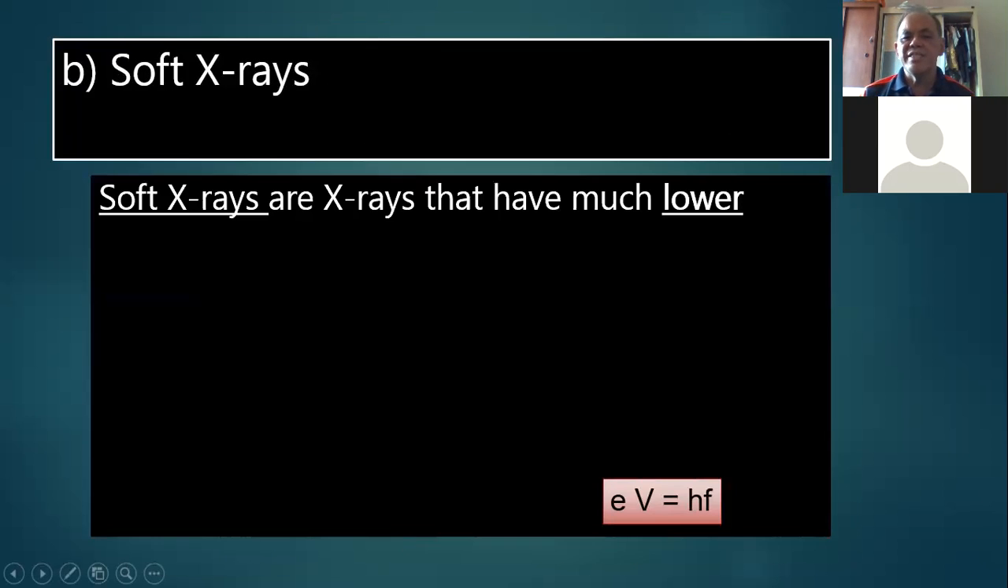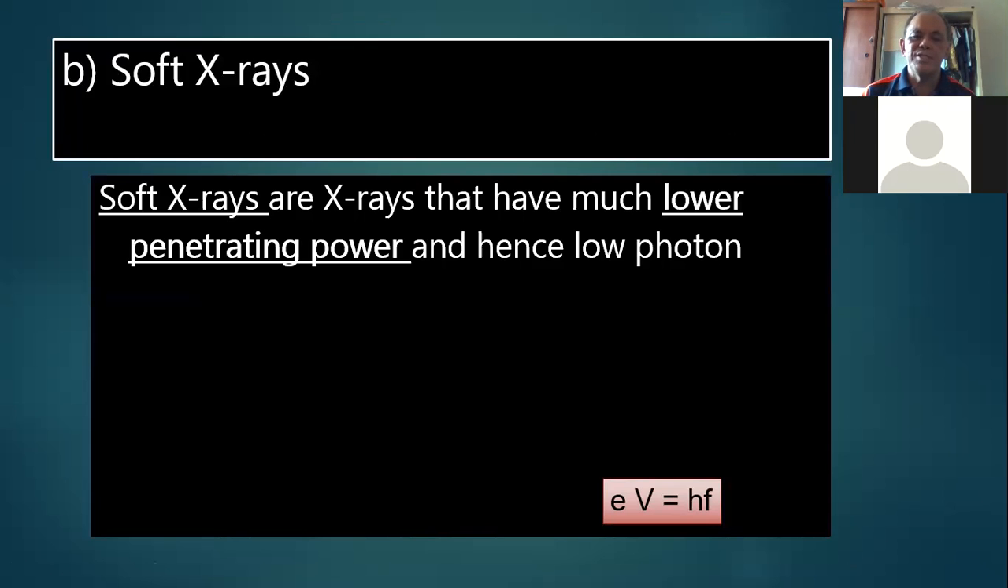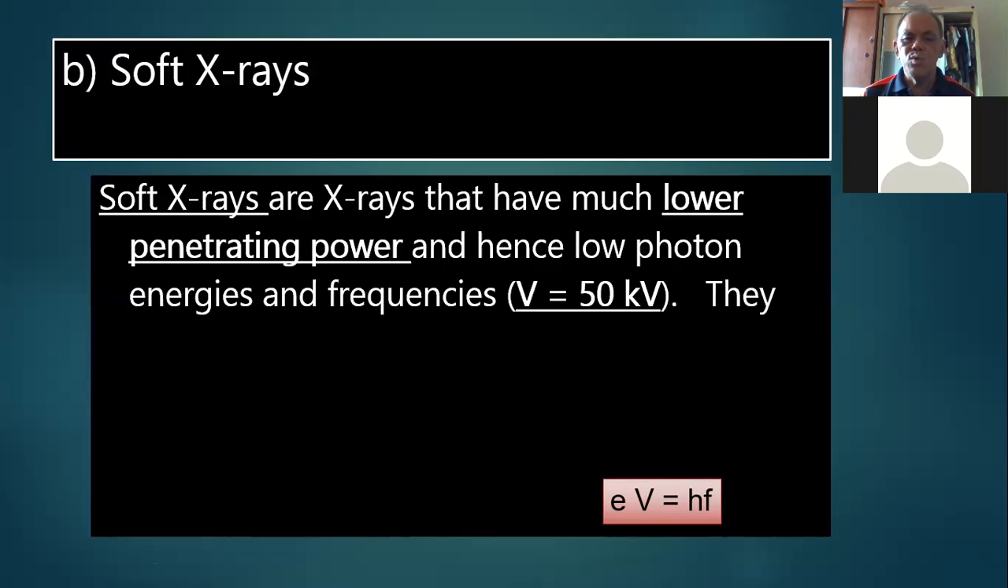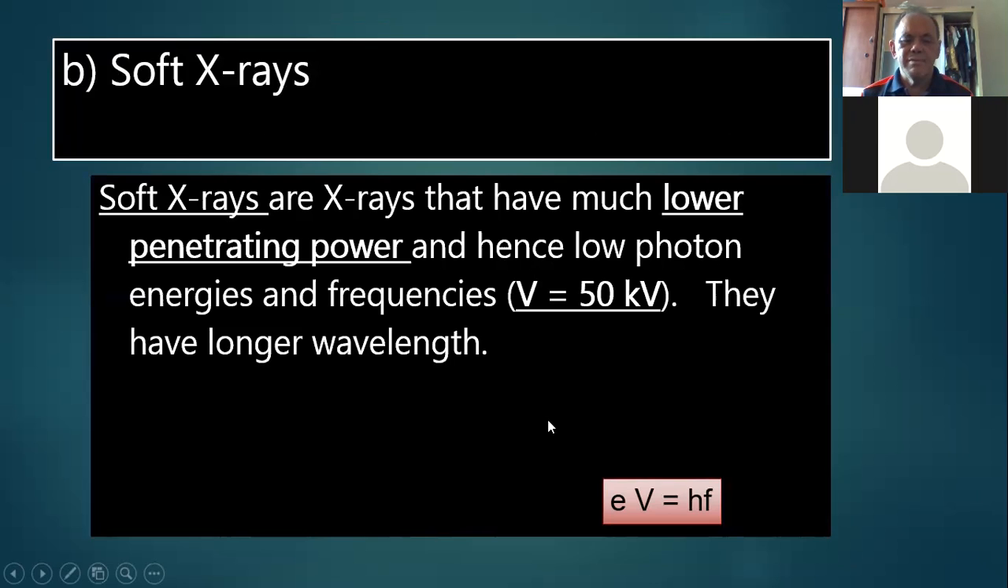Soft X-ray are X-ray that have much lower penetrating power. Hence, low photon energy, low frequency. So usually the operating voltage is about 50 kilovolt. If it's low frequency, it must be longer wavelength.